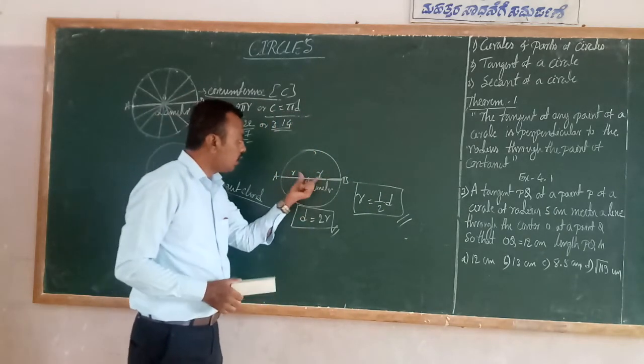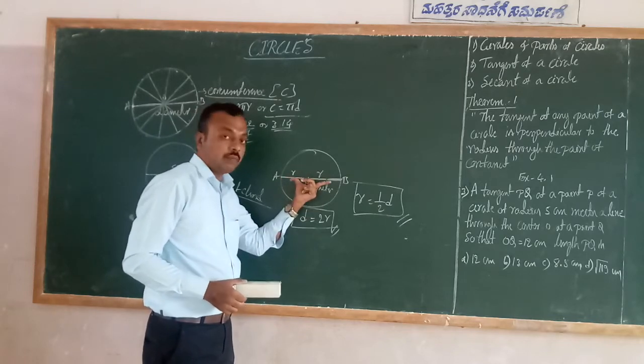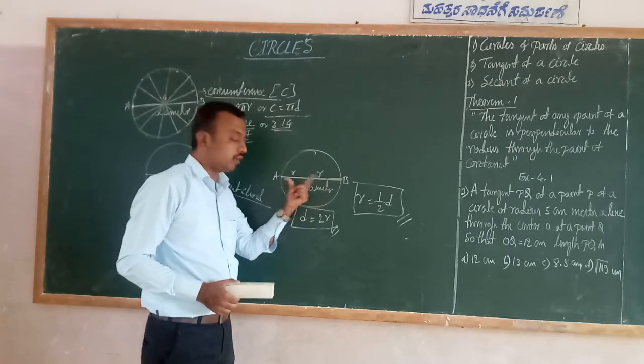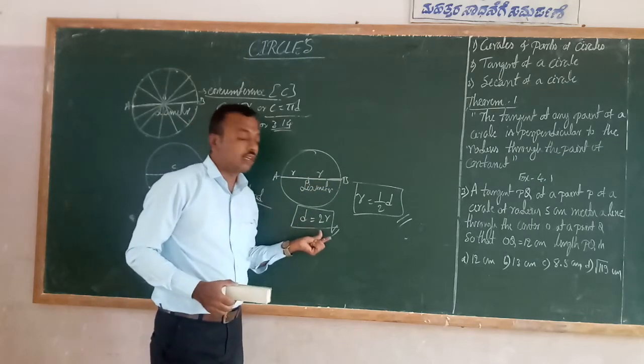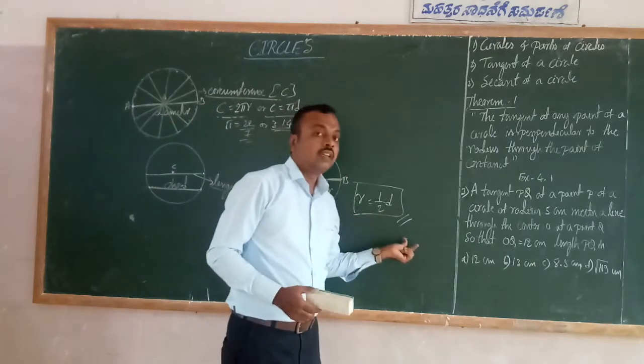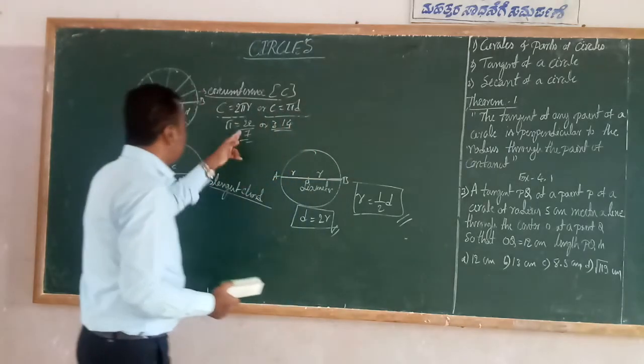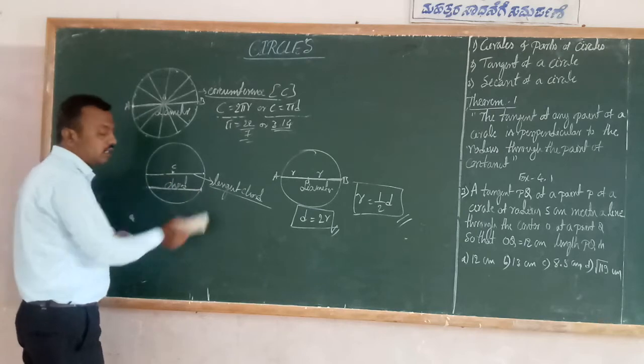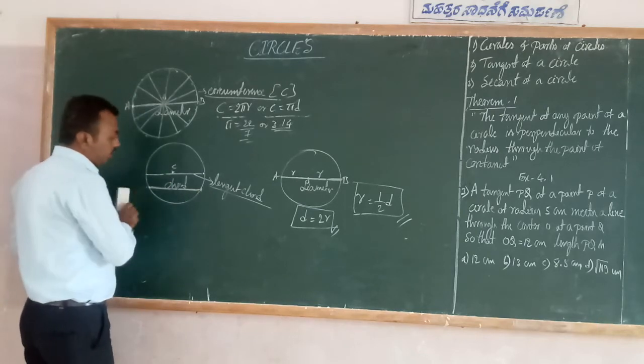Radius is half of the diameter. For example, if the diameter is 10 cm, the radius is 5 cm. If the radius is 5 cm, the diameter is 10 cm. That's why the diameter is twice the radius and the radius is half of the diameter. Keep that in your mind also. So next, students, chord. Do you understand the chord? So the longest chord in a circle is what? Diameter. Next.